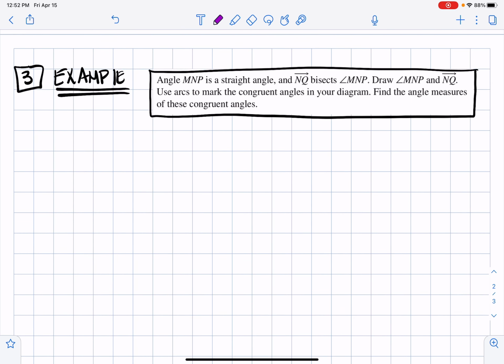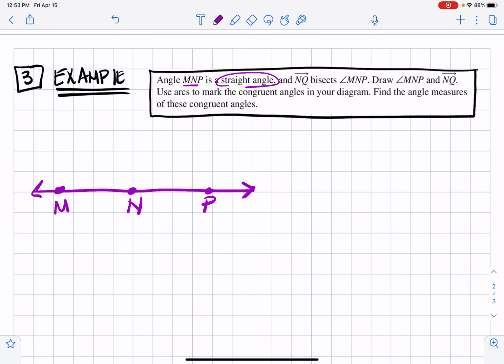Okay, third example here. There is no drawing, so we have to come up with the drawing ourselves. It says angle MNP is a straight angle, and it says ray NQ bisects angle MNP. Okay, that's a lot of information, so let's try and draw this out. So angle MNP is a straight angle, so that's how we do this. Check it out. Okay, so I'm going to put a point here. Here's M, here's N, and then here is P. That's a straight angle. They have to form opposite rays, okay?